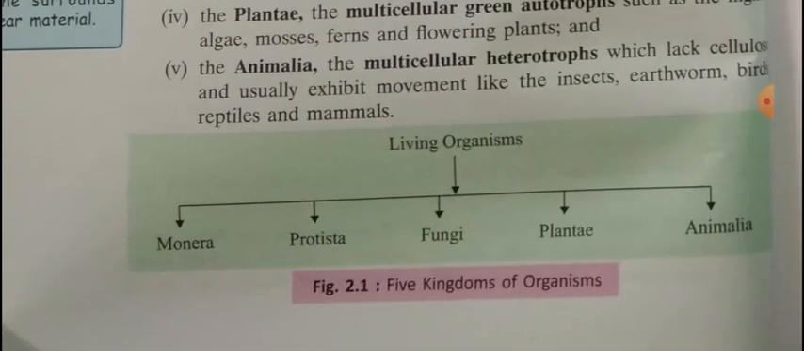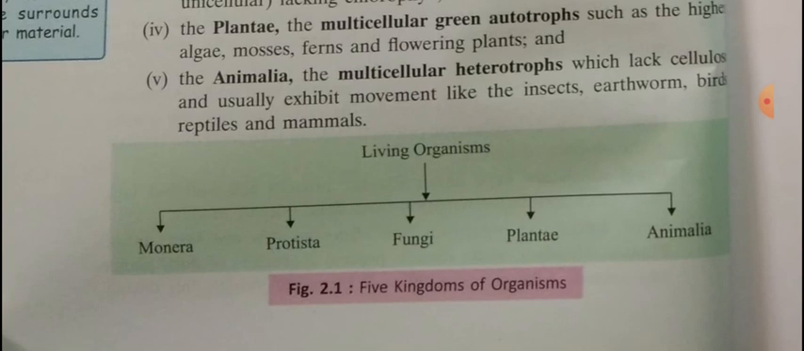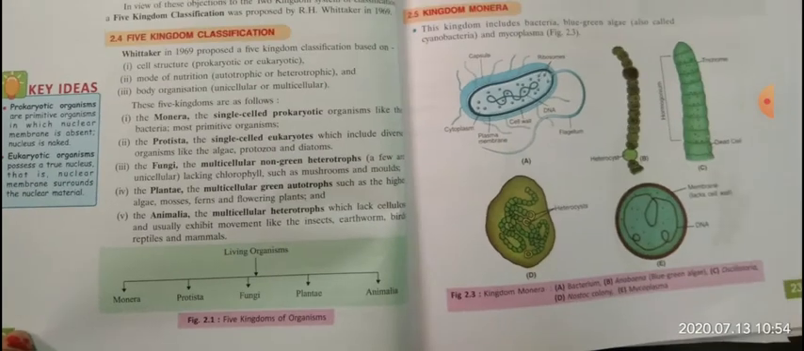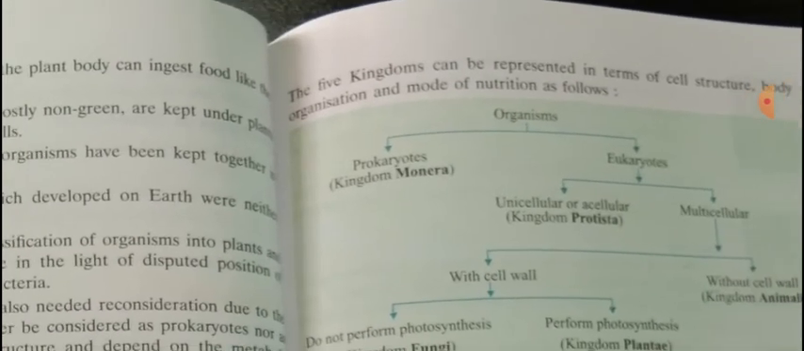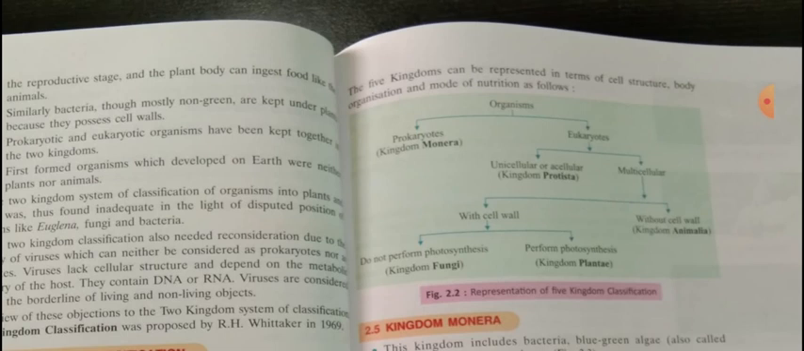Here is the tabular format, the five kingdoms of organisms, which is Monera, Protista, Fungi, Plantae, and Animalia. Now, the five kingdoms can be represented in terms of cell structure, body organization, and mode of nutrition. Now, the organisms have been classified into prokaryotes and eukaryotes.